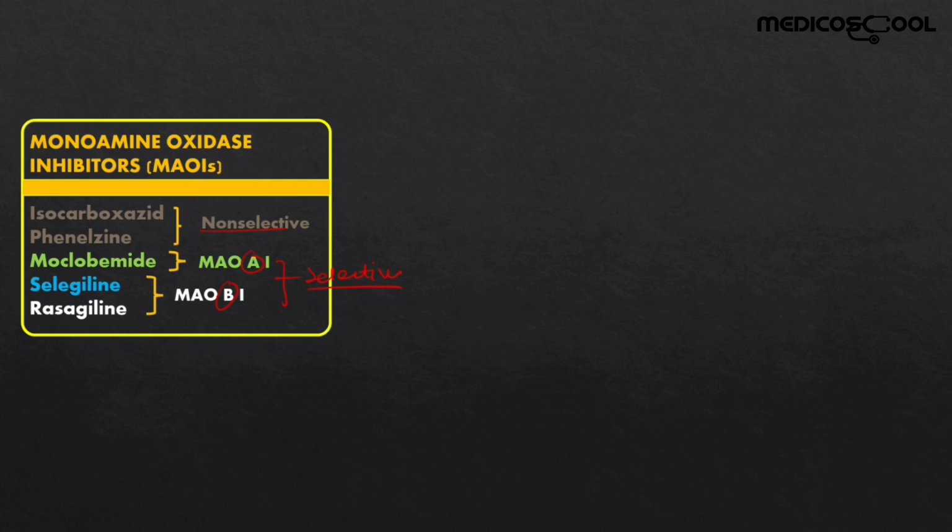The non-selective ones include drugs like isocarboxazid and phenelzine. Among the selective ones, those which inhibit monoamine oxidase A include drugs like moclobemide, and those which inhibit monoamine oxidase B include drugs like selegiline and rasagiline. So: isocarboxazid, phenelzine, moclobemide, selegiline, and rasagiline.